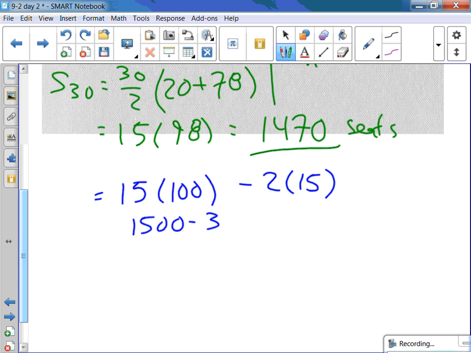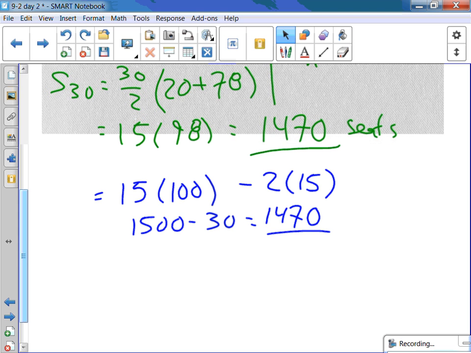Mental math. You guys don't have to use these things. I'm showing you, but I do find them very useful, especially when you're not using it. Right? So here we come up with 1,470 seats.